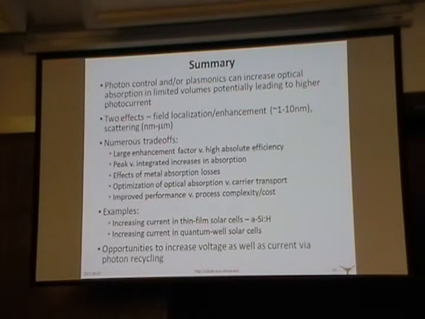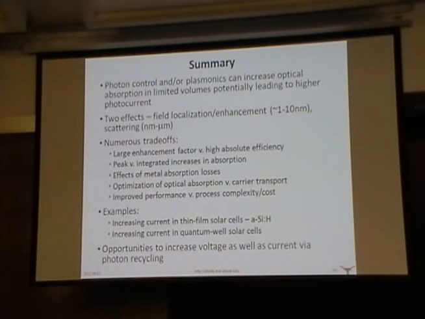Really, you want this. Having a high peak increase in absorption versus integrated over wavelength, what you need is this. Making sure that you take into account the effects of absorption losses in the metal. Optimizing simultaneously optical absorption and carrier transport. And then at some point thinking about the trade-offs between improved performance versus the process complexity costs and so forth. And then we tried to look at these ideas in the context of two examples: amorphous silicon thin film solar cells and these quantum well solar cells.